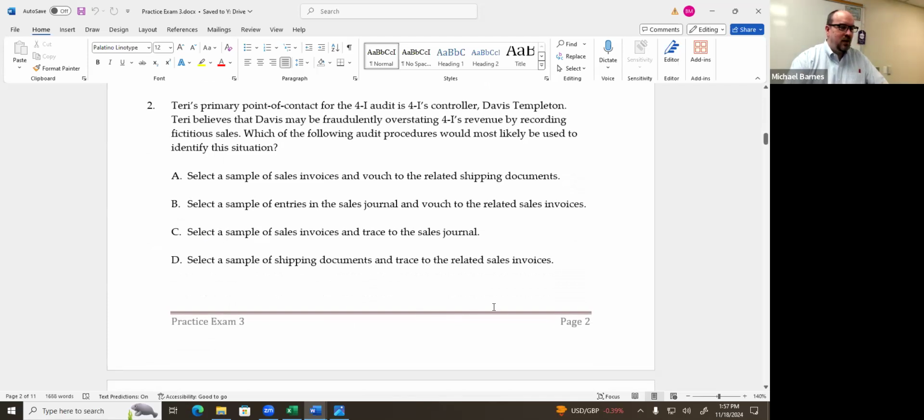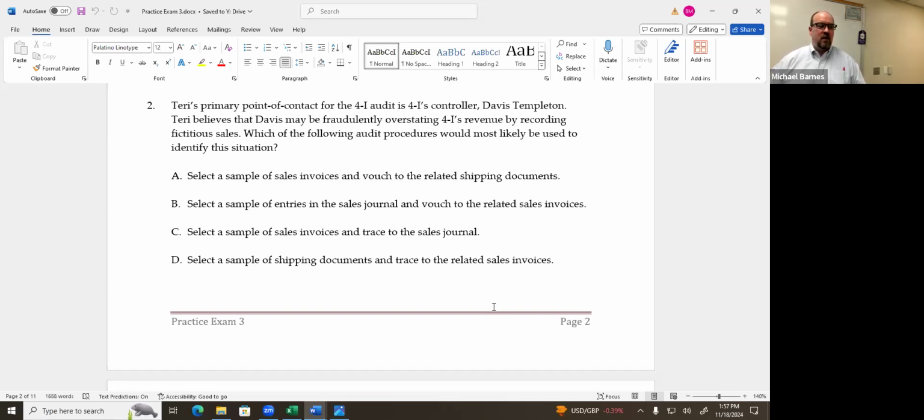Terry's primary point of contact for our 4i audit is 4i controller Davis Templeton. What do you think of that name right there? Davis Templeton. Terry believes that Davis may be fraudulently overstating 4i's revenue from recording particular sales. Which of the following audit procedures would most likely be used to identify the situation? So a couple of issues that we have to identify here. If we're talking about recording fictitious sales, what is our assertion that we're dealing with here? This is the risk. What is the assertion associated with that risk? EO, yeah, existence occurrence, okay?